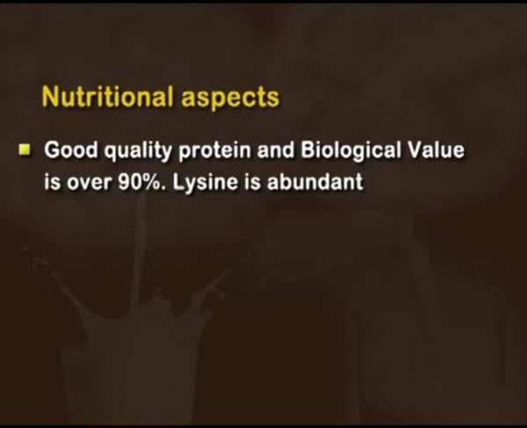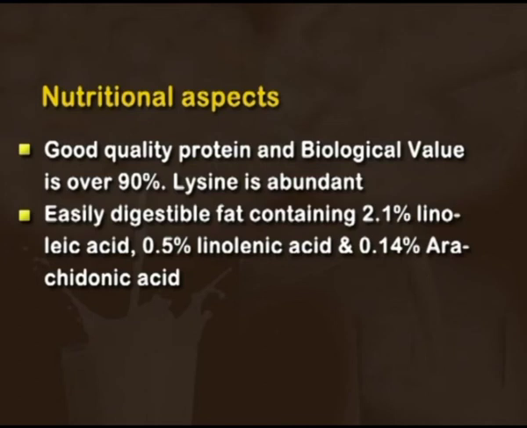Now, the nutritional aspects. We conclude with the very important point that milk is an excellent source of good quality protein with a very high biological value, which is over 90%, and also a high protein efficiency ratio, where the lysine content of milk is very abundant, and this can be used to supplement the cereal diet. It is made up of easily digestible fat, and it contains a high percentage of essential fatty acids, that is linoleic acid, linolenic acid and arachidonic acid, which are essential for the body.